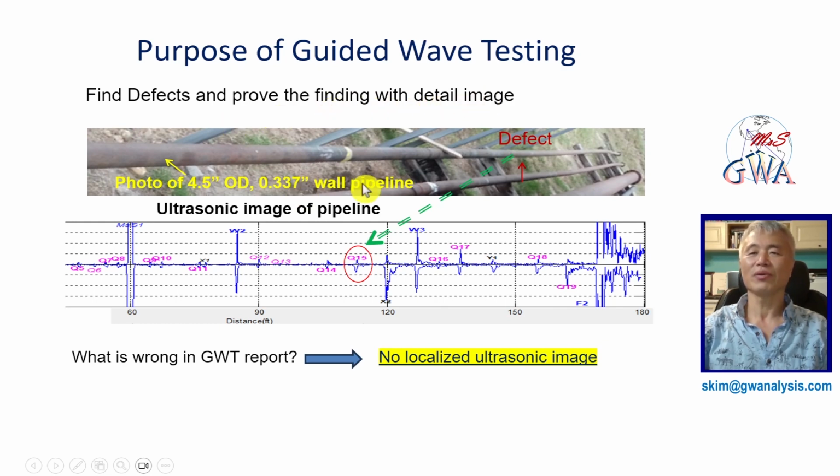The top is a photograph of a 4.5 inch OD pipeline reporting one defect. The defect, Q15, is marked with red colored arrows. Can you see the defect in this pipeline?